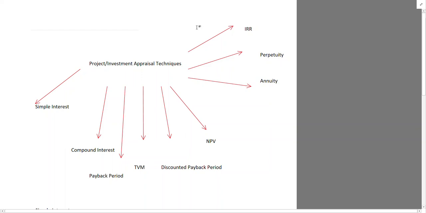Okay, let's look at the final topic in F2, project or investment appraisal. In some places you will see it called project appraisal. In some places you will see it called investment appraisal. Both of them mean the same thing.